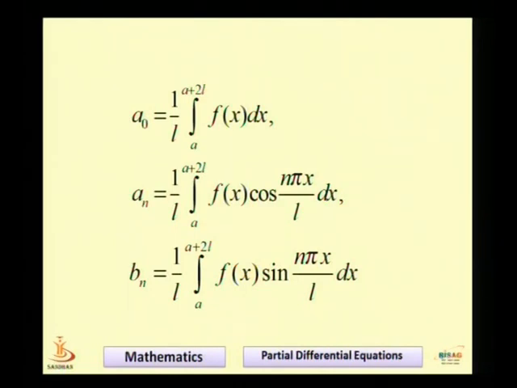So in case of solving a partial differential equation, after getting the general solution by the method of separation of variables, we may need to use Fourier series, half range Fourier series, for finding the arbitrary constants and to get the solution of the given PDE at the end.